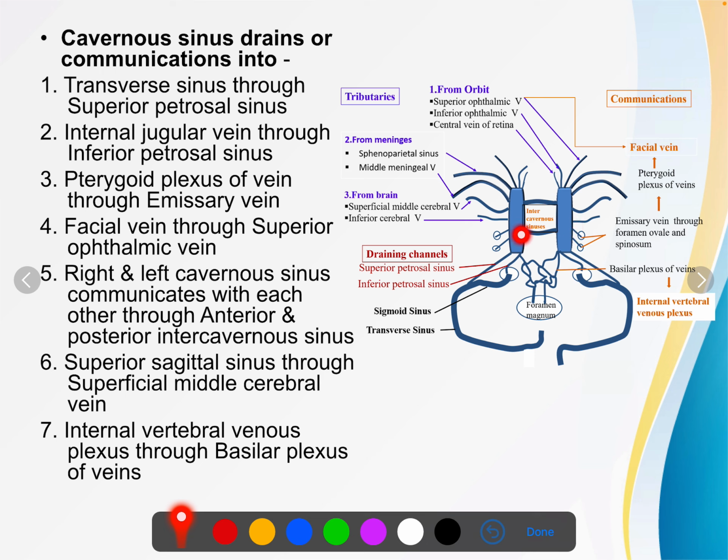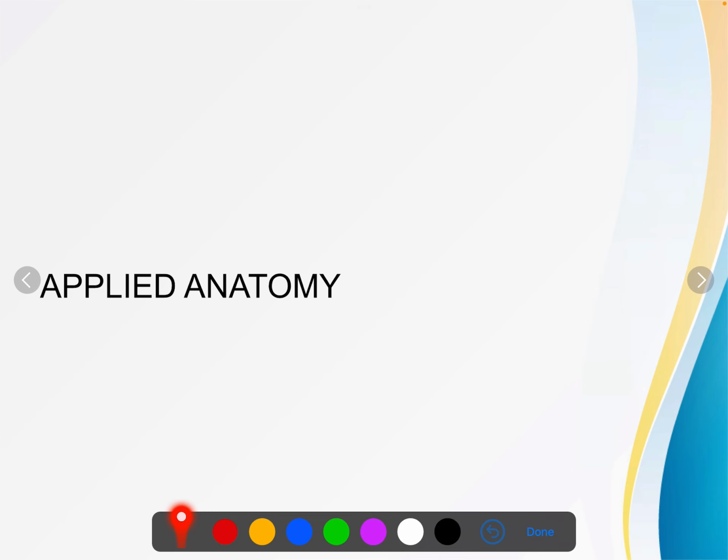Then the cavernous sinus communicates with the superior sagittal sinus through the superficial middle cerebral vein, and the cavernous sinus communicates with the intervertebral venous plexus through the basilar venous plexus. So that's all about the communication of the cavernous sinus. The next one, applied anatomy.